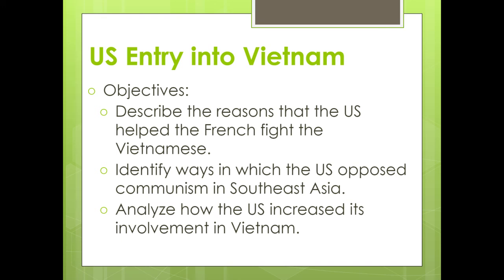We're going to talk about the ways which the U.S. actually opposed communism in Southeast Asia and why we wanted to oppose communism there. And then we're going to talk a little bit about the involvement in Vietnam. Today, we're just going to focus on the United States getting involved. We're going to stop when we actually begin deploying our troops into Southeast Asia.